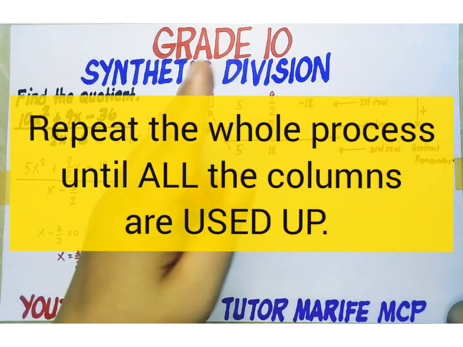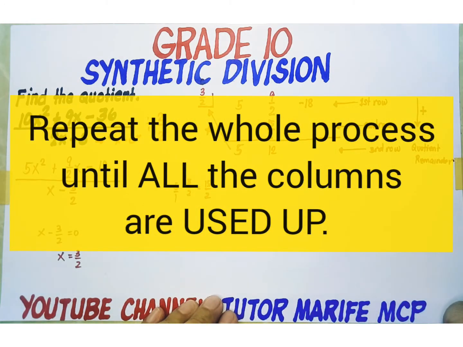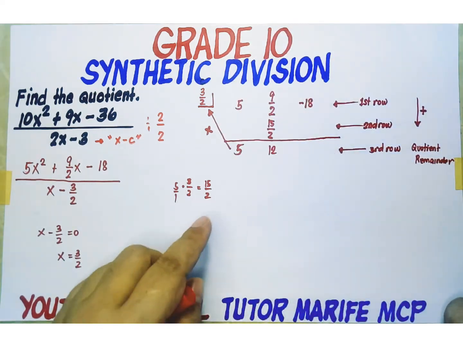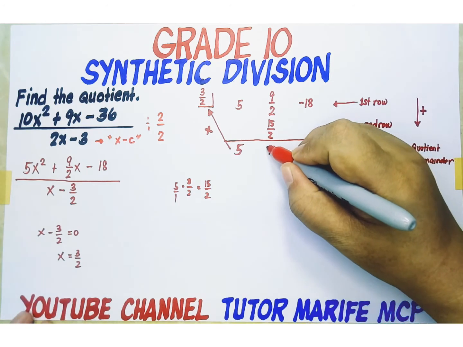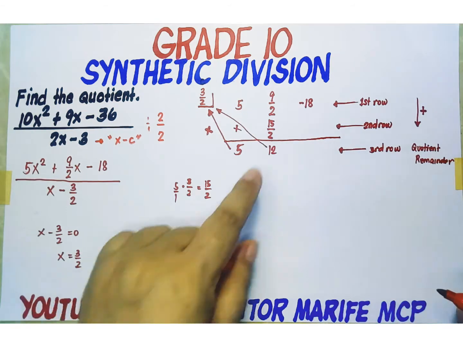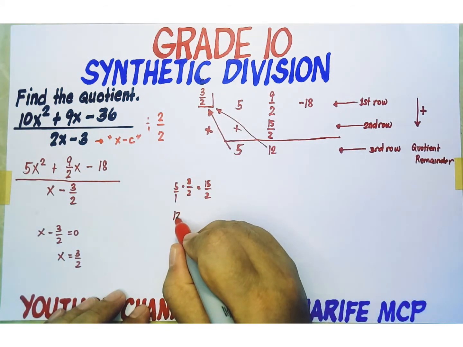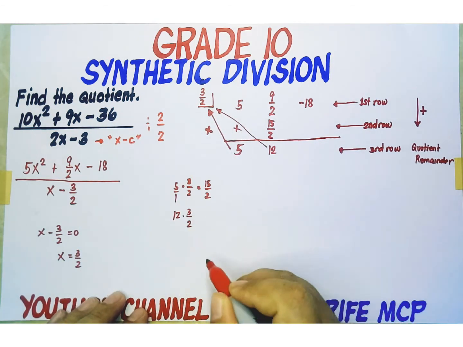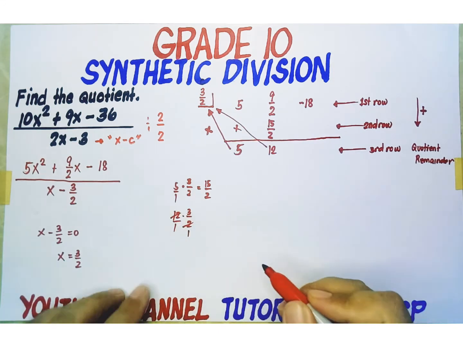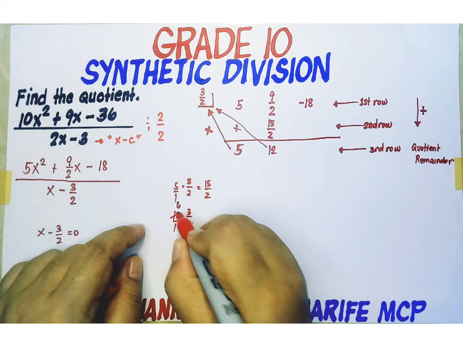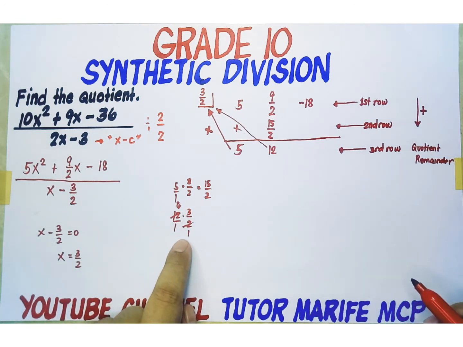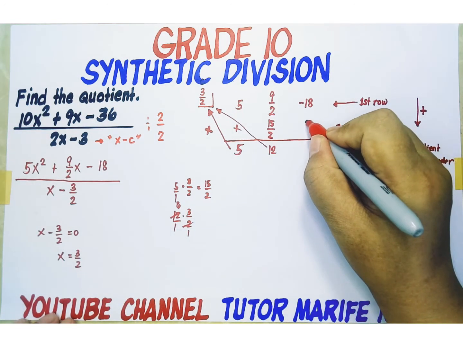Then, repeat the process until na-use up na lahat ng columns. Okay, ito yung last column natin. So, pag slant, multiplication ang operation, 12 times 3 over 2. This is over 1. Cancel before you multiply. Reducible ito by 2. So, magiging 6 yan. Numerator times numerator, denominator times denominator, it's 18.